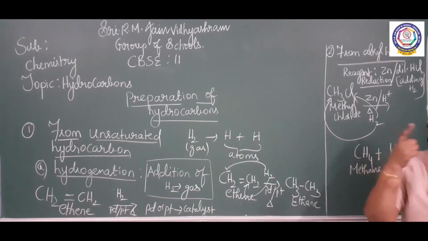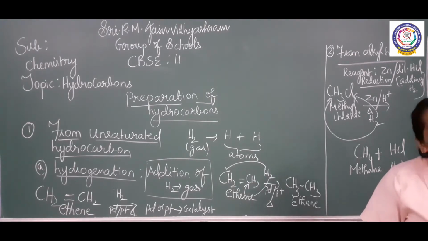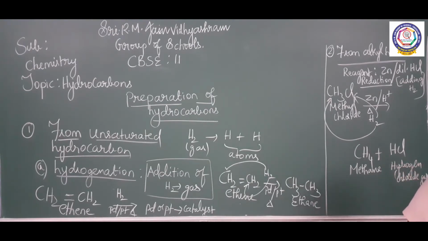So what is the next method? From alkyl halides. Except alkyl fluorides, we can take alkyl chloride, alkyl bromide or alkyl iodide. Here, what have I taken? Methyl chloride. What is the reaction we are using here? Zinc and dilute HCl. We are adding hydrogen. Reduction. One hydrogen is added to the carbon, CH3 becomes CH4. Another hydrogen is added to Cl, it becomes HCl. So you will get methane with the liberation of hydrogen chloride. This is one method of preparing hydrocarbon.